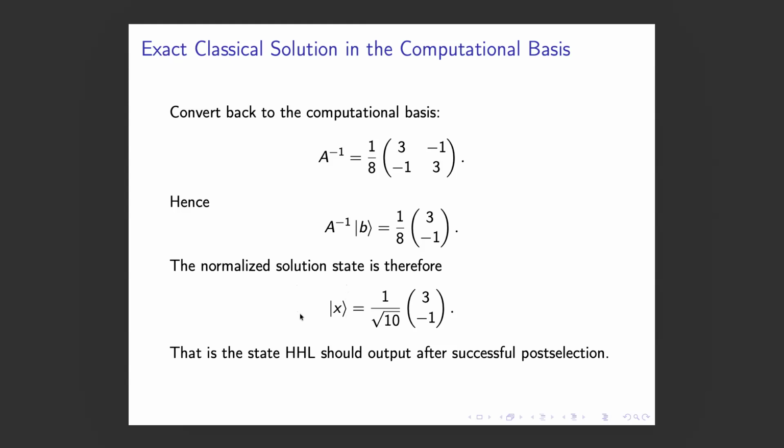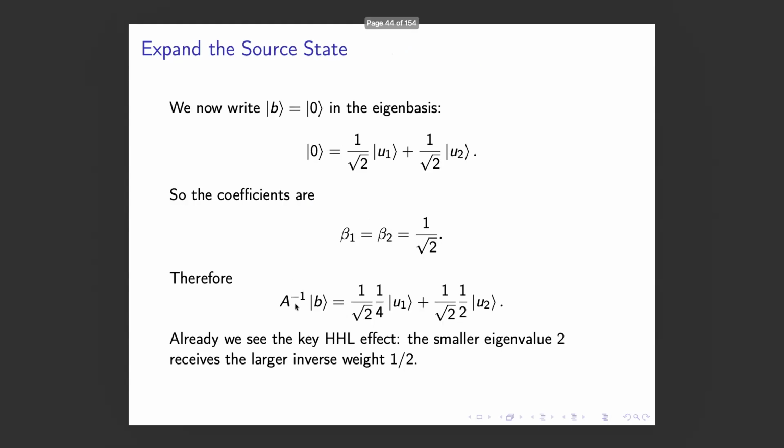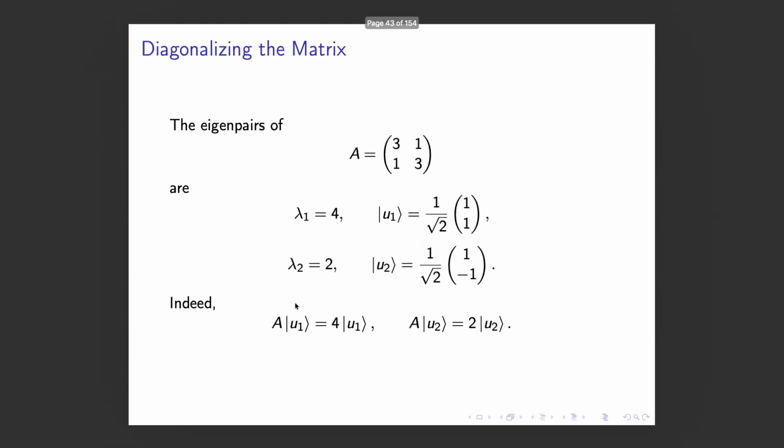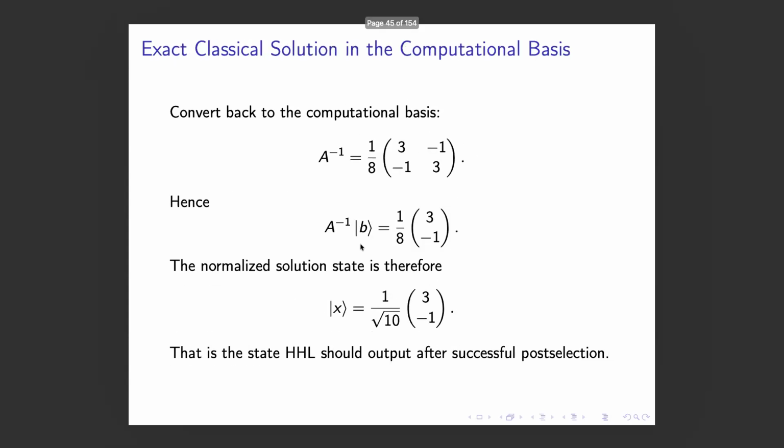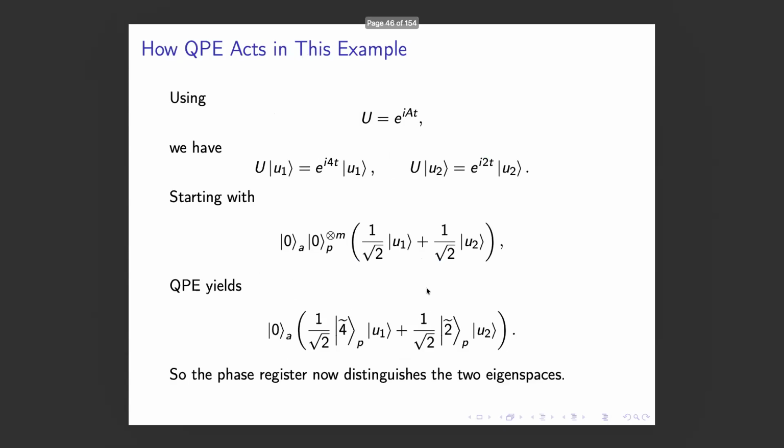So everything we did here is actually a classical calculation. There is no HHL algorithm, okay? What I simply did here was to take the matrix, invert it, and then find the solution. So if you want to use a QPE and the HHL, then this is what we need to do.